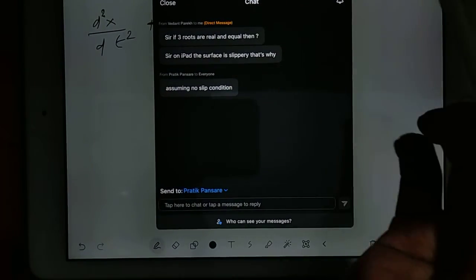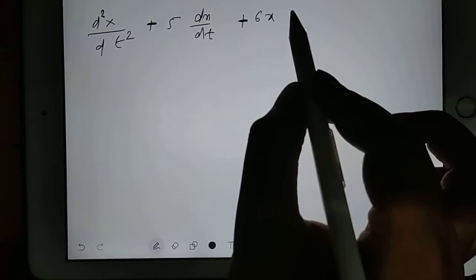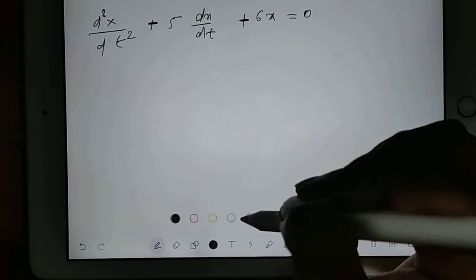Take the question: d2x by dt square plus 5 dx by dt plus 6x is equal to 0.